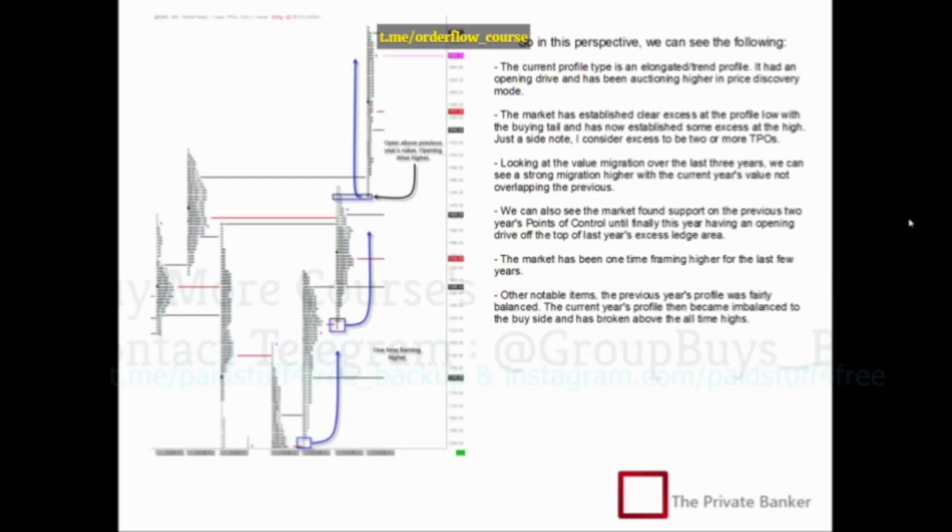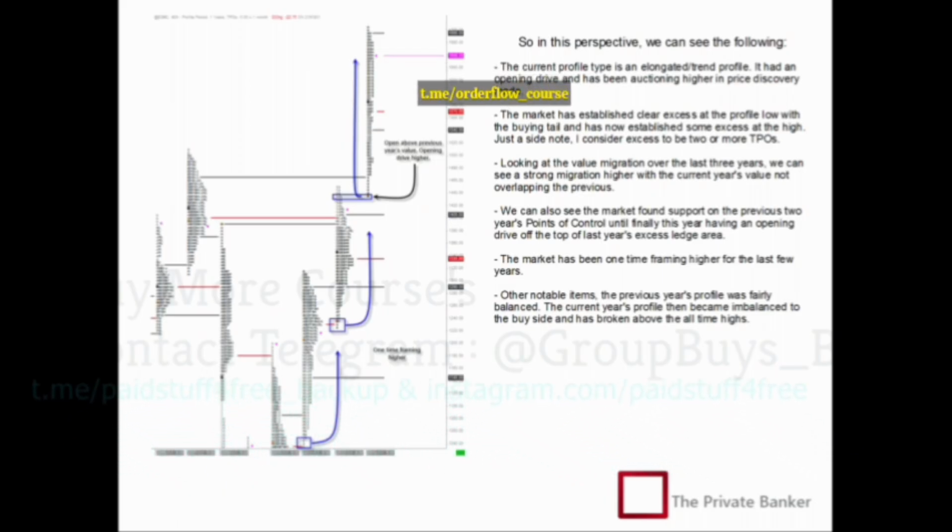Okay, so let's take a look at the profiles themselves. What we have here again is the ES contract, and we have our large time frame profiles being plotted onto our chart. There's a couple things that we can see, of course, as I had mentioned in the previous piece of what we're looking for here, so let's talk through this. So again, the current profile type is an elongated trend profile. It had an opening drive and has been auctioning higher in price discovery mode.